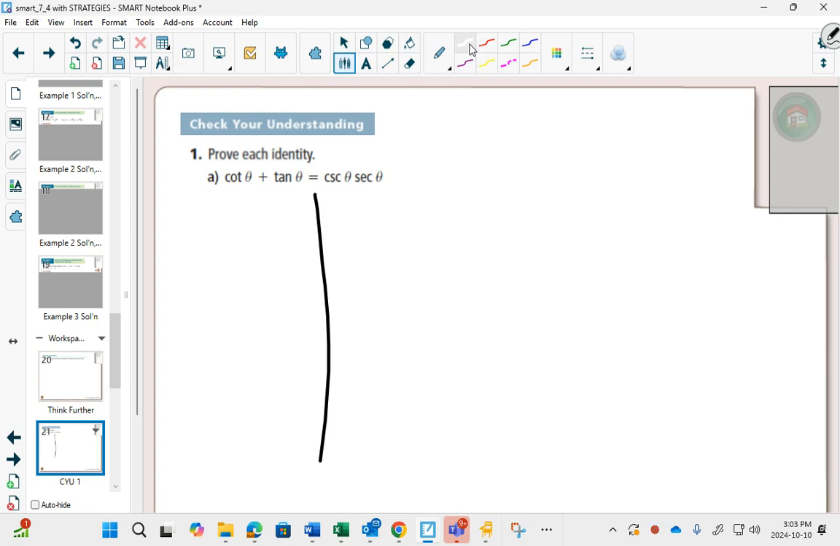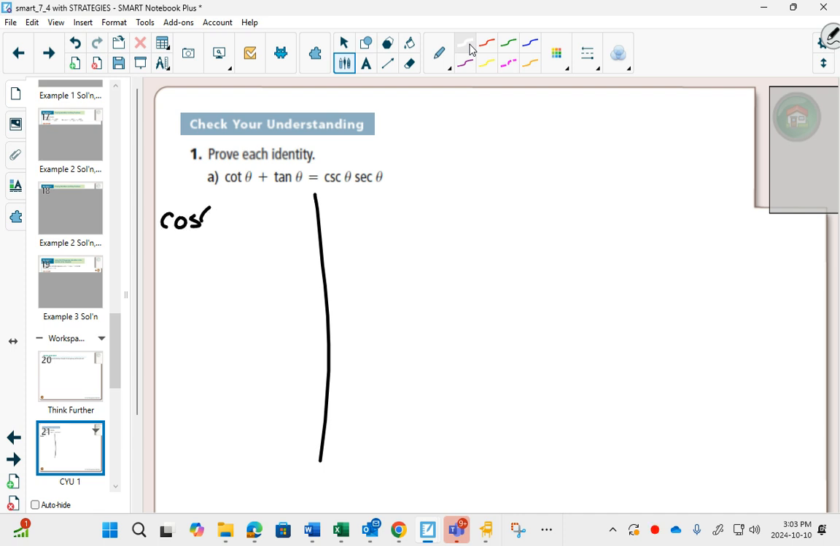Because sometimes there's shortcuts. Like on this side, I'm like, ooh, cotangent and tangent. I can change cotangent to 1 over tangent. Maybe this is a good idea. It would be if you can change the other side also to tangent, but you can't. So it was a good idea, but it's not. Okay? So I'm going to use the main strategy.